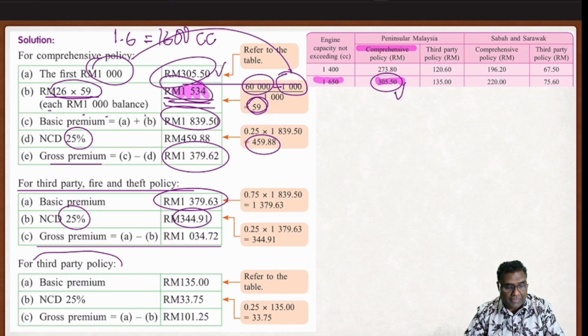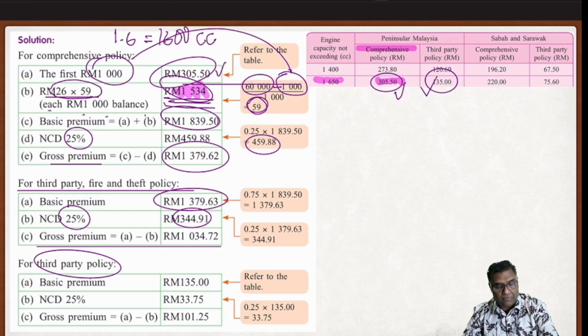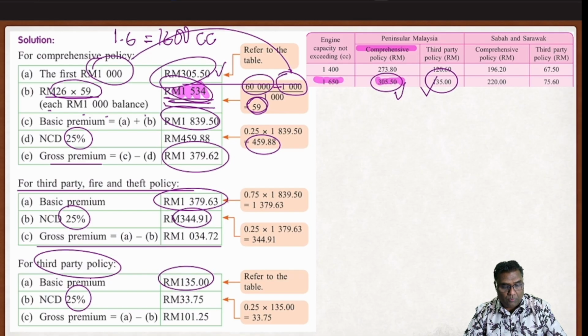For the third party policy, what is this going to be? The basic premium as normal is going to be 135. Can you see this? I calculated. So the balance after 25%, minus that, is what he needs to pay as a premium.